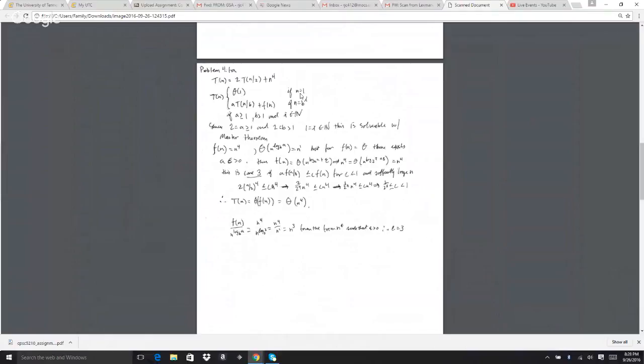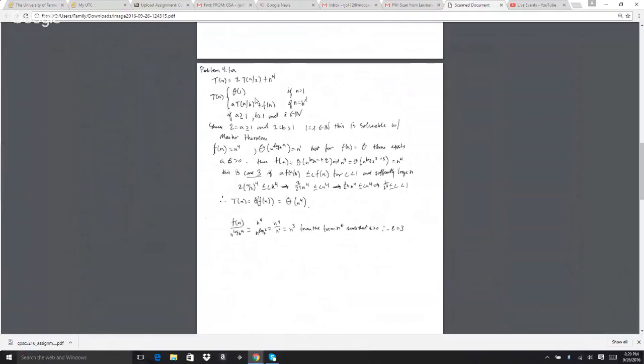So theta of 1 if n is equal to 1, a T plus f of n if n is equal to b raised to the i, if a is greater than or equal to 1, b greater than 1, and i is an element of the naturals. Following this form, a is 2, which is greater than or equal to 1, and b is also 2, so b is greater than 1. Here, 1 is equal to i, an element of the naturals. So this is solvable by the master theorem.